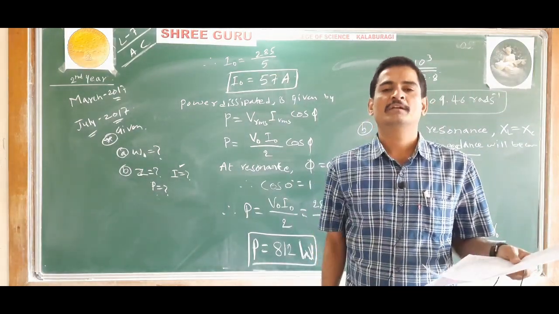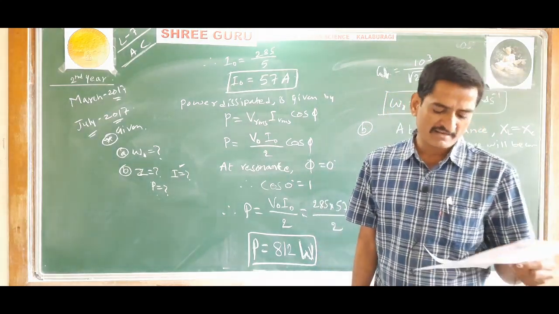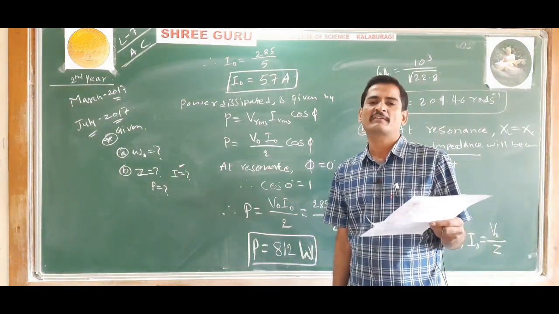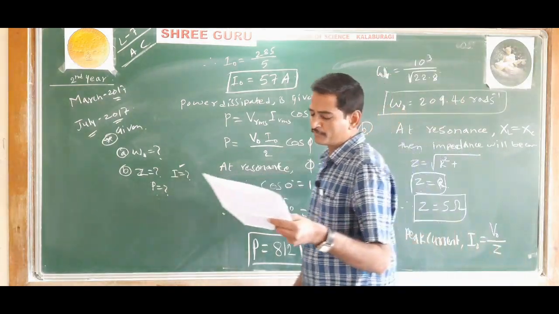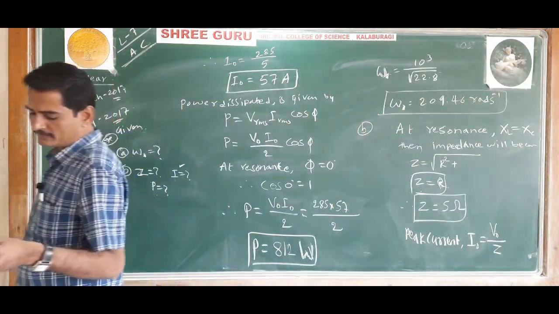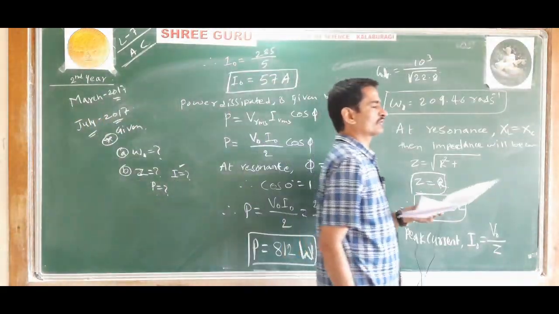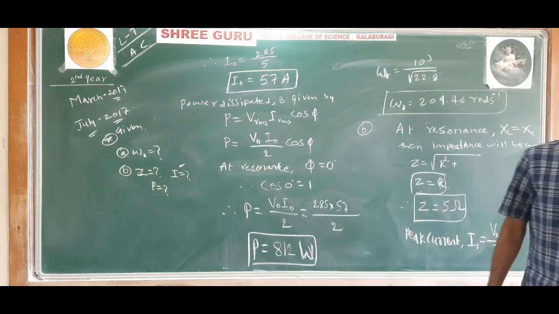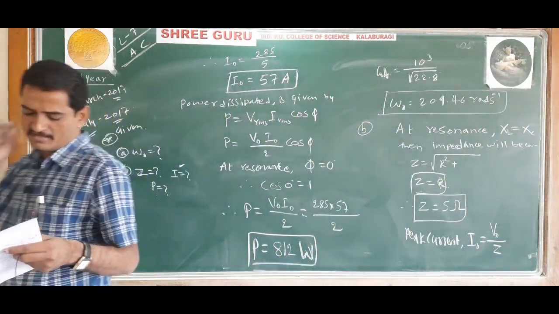In the next line write down number 1: impedance of the circuit. Number 2, in the next line: the phase difference between the voltage across the source and the current. Okay. The phase difference between the voltage across the source and the current.